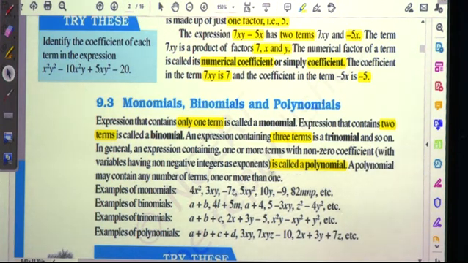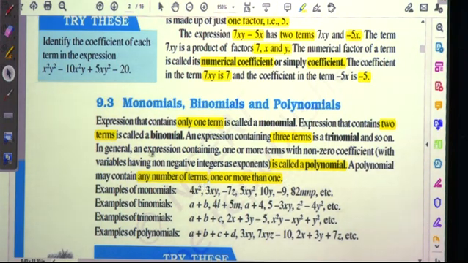What is a polynomial? It is very clearly explained. A polynomial may contain any number of terms, that is, one or more than one. It means a monomial is also a polynomial, a binomial is also a polynomial, a trinomial is also a polynomial, or a 4-term expression or a 5-term or a 15-term expression. Take any n number of terms in it, it is nothing but a polynomial.